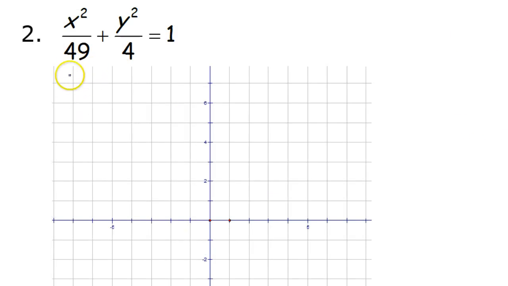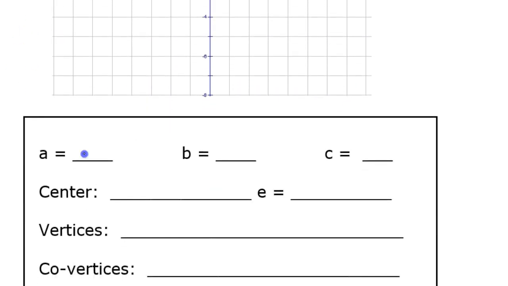Let's try number 2. Again, the A value is always going to be the bigger value. So I know that this is A squared right here, which means that A is 7. The smaller value is going to be the B squared. So that means that B is 2. So let's write that down. So A is 7 and B is 2.